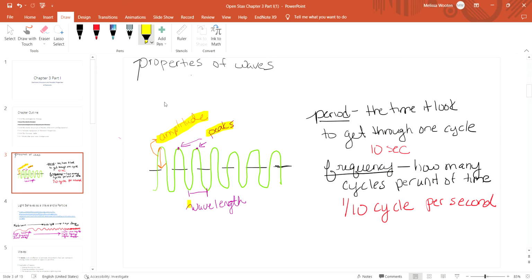your wavelength being the distance between those peaks, the period, the time it takes to get through one cycle, and the frequency being the inverse of the period, how many cycles per unit of time, usually per second. So if a period is 10 seconds, then how many cycles are there per second? Well, there's 1/10 of a cycle.